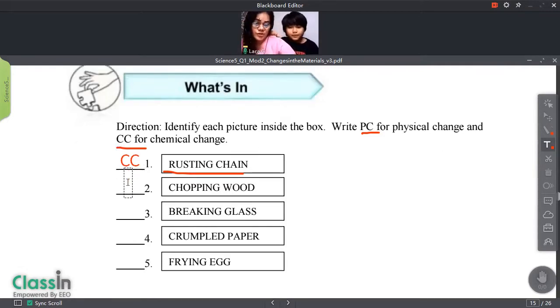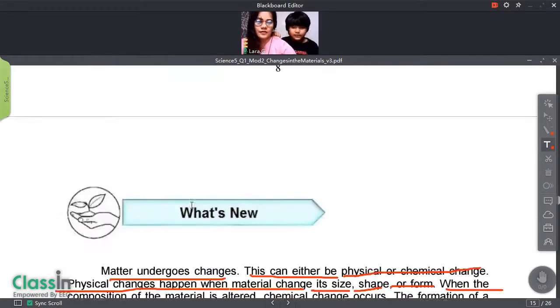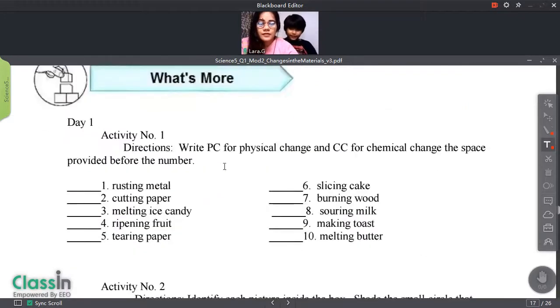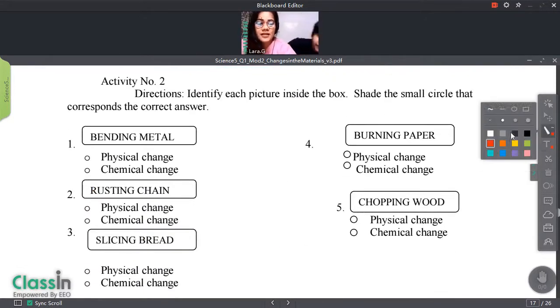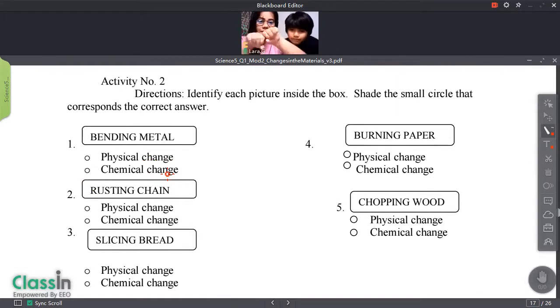Chopping wood is PC, only its physical form changed. Rusting metal is CC, a chemical change, its chemical composition changes. What about cutting paper? PC, only physical change. Bending metal: is it physical or chemical? It is just physical, because only its form, size, and shape changed, but not its chemical composition.